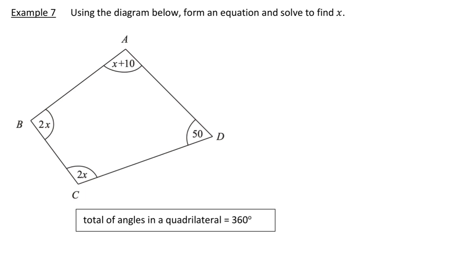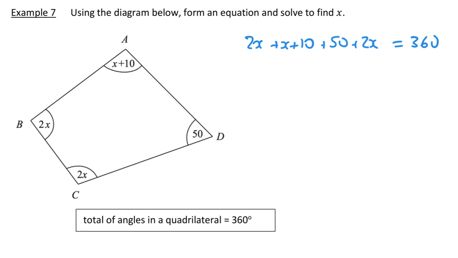Example 7, using the diagram below, form an equation to solve to find x. So we've got 4 angles being marked, and we're told the total angles in a quadrilateral is 360. Hopefully that's not news to us. So if we add the 4 angles, the answer will be 360. So we've got 2x plus x plus 10 plus 50 plus 2x. So those are the 4 angles: the 2x, the x plus 10, 50, and the 2x. And those 4 angles will add to 360.